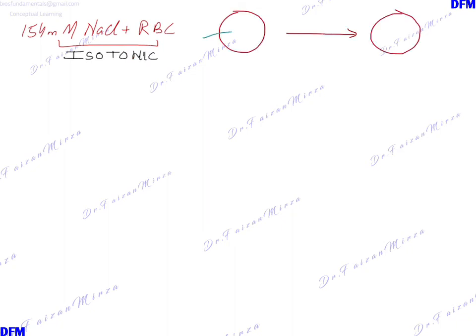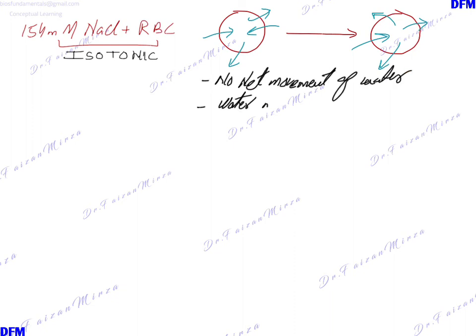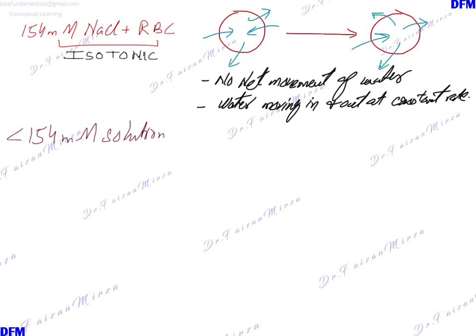So understanding how the principle of osmosis works, for example, a 154 millimolar sodium chloride solution is isotonic to the red blood cell. If you place your red blood cell in this solution, there will be movement of water molecules in both directions. The net movement of water molecules will be 0. So water moving in and out will be at a constant rate. The red blood cells don't swell up, they don't shrink, so they stay of normal size. This is how the red blood cells stay of their original size inside our blood vessels and the heart as well.